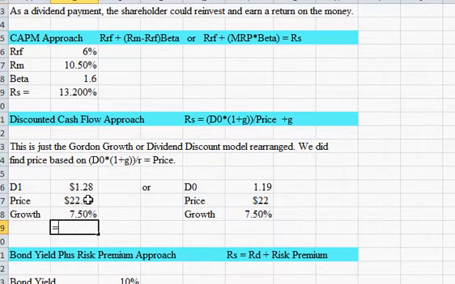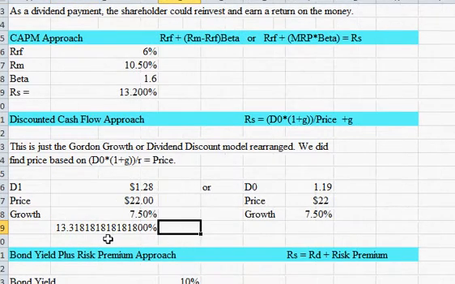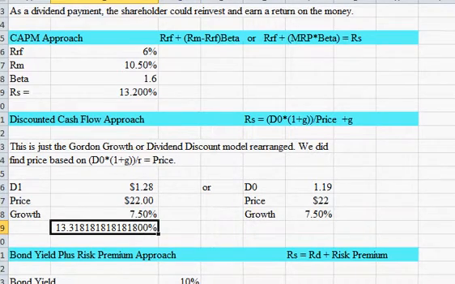So we'll do that here. We have $1.28 divided by the price of 22, and then we do that math, and then we add to that the growth of 7.5%. Get rid of some of these decimal places, and we get 13.32.